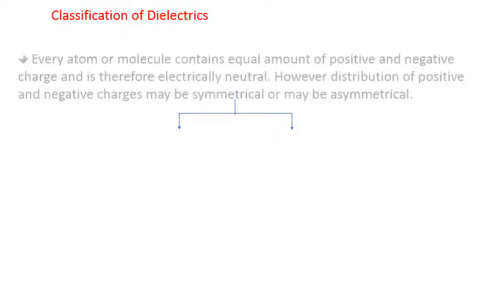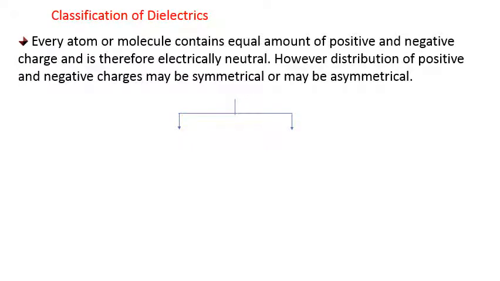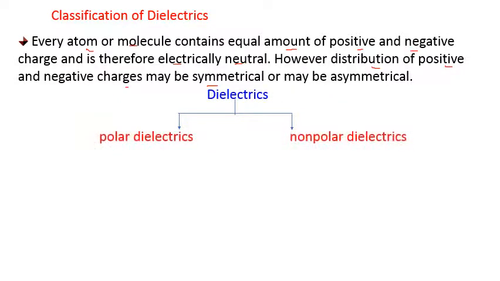Classification of dielectrics. We know that every atom or molecule contains an equal amount of positive and negative charge, and therefore the atom or molecule is electrically neutral. However, the distribution of positive and negative charge may be symmetrical or asymmetrical. Taking this fact into consideration, we will discuss polar and non-polar dielectrics.